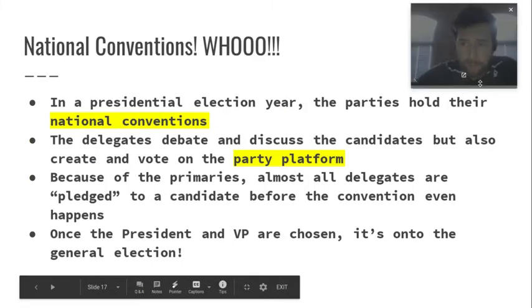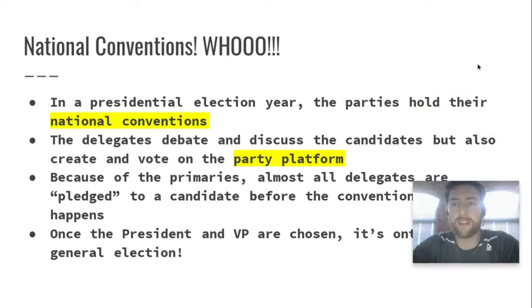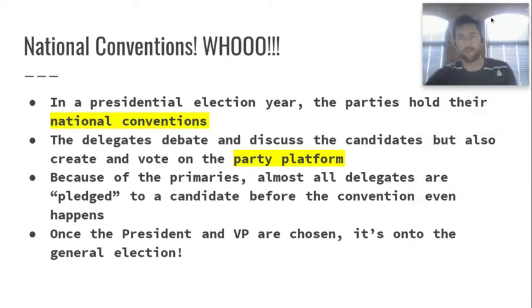Okay. And at the end of this whole process, after the primaries have been completed, national conventions are held for both parties. Different conventions, okay? They're held in different locations at different times. In a presidential election year, the parties hold their national conventions. The delegates who go to these conventions debate and discuss the candidates, but also create and vote on the party platform. We talked about platforms a little while ago, the party's stance on many different topics.